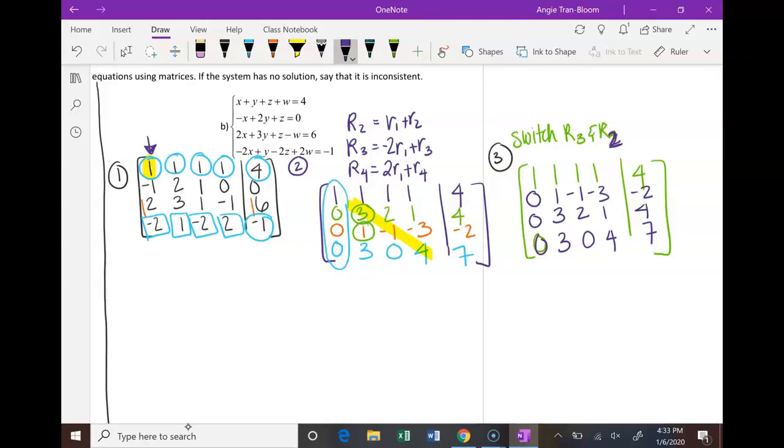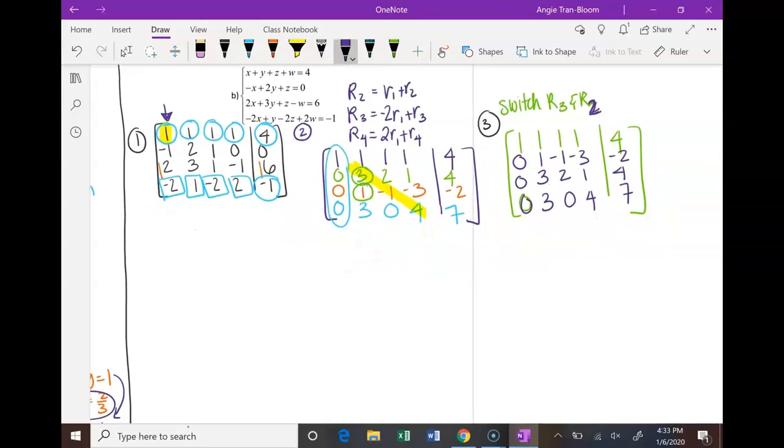Let me just quickly glance at it to make sure I copy down everything correctly from the previous matrix, because if I don't, I have to go back, and as you can see, it's a lot of writing.